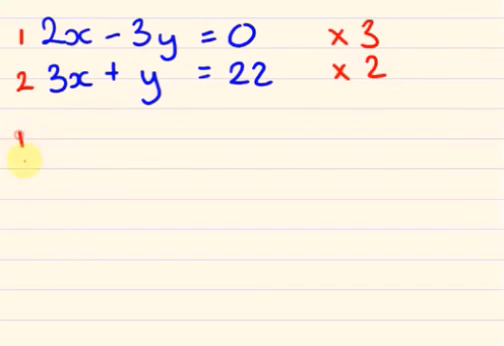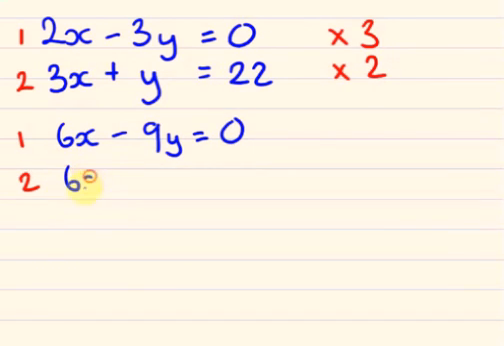So let's do that. What we're going to end up with is 6x, this first equation, take away 3 times 3 is 9y, and it equals 0 because nothing times 3 is nothing. And then 3x times 2 is 6x plus 2y, and it equals 44. Okay, so now what do we do?